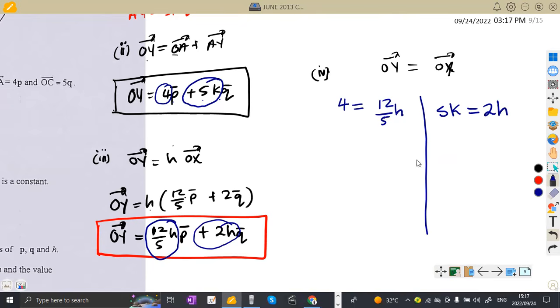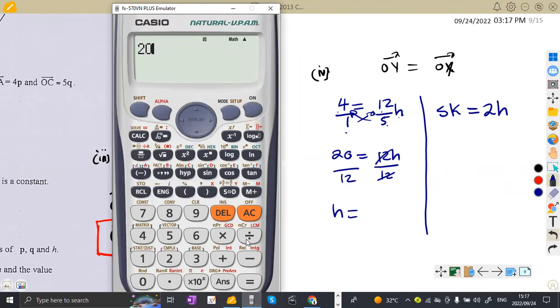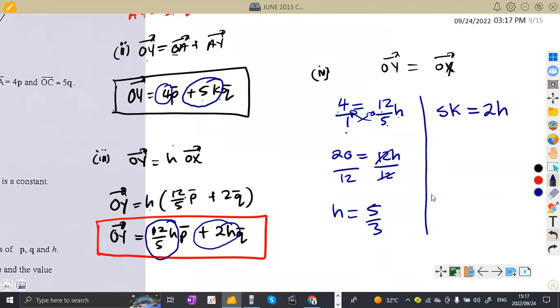As you can see, we can take advantage of the first equation because we just have one unknown, so you can just cross multiply. 5 times 4 is 20, equal to 1 times 12H. You can divide by 12 on both sides, so that cancels. So H is equivalent to 20 over 12, which is 5 over 3 with your calculator. So we have the value of H here. Now we are going to simply substitute this H in place of H on the other equation.